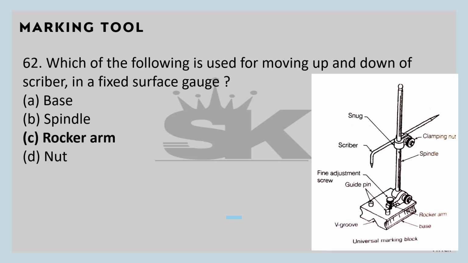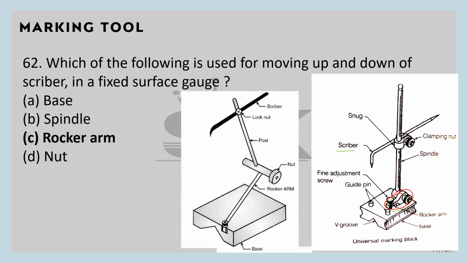Okay, this is the scriber here. This is the scriber, and this is the rocker R. In the next picture we may get more clarity. Here you can see this is the rocker R, and this is the scriber, the black one. You can understand from the image, right? The rocker R can move up and down on the scriber, in a fixed surface gauge.